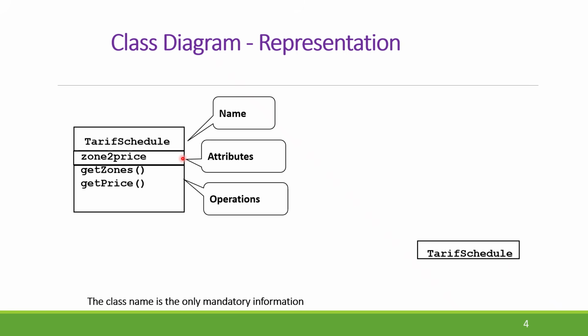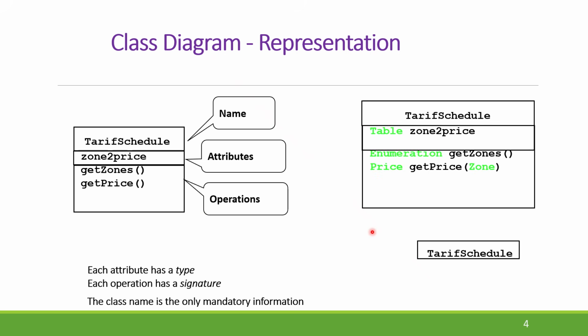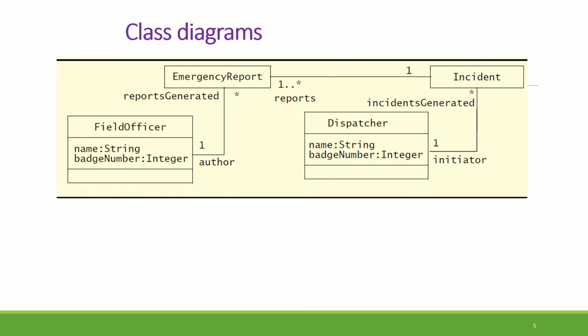As we said, a class contains only three compartments: name of the class, attributes and operations. Every attribute must have a data type and every operation must have a signature. So TariffSchedule contains zone2Price as the name of an attribute with its data type, and a few operations with their signatures. In the example here, FieldOfficer is a class with two attributes, the name and the badge number, of type string and integer respectively.